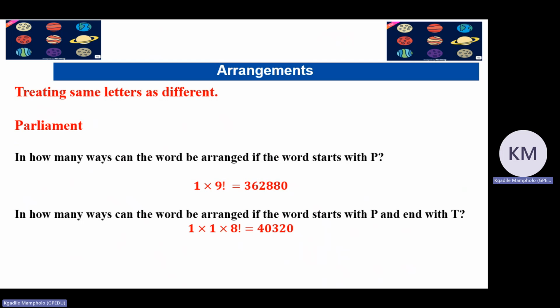The next one: in how many ways can the word be arranged if the word starts with P and ends with T? So P and T will be fixed. 1 times 1, then we'll play around with 8 letters. That's why you have 8 factorial.